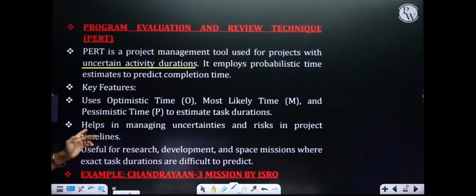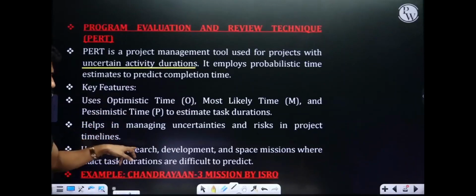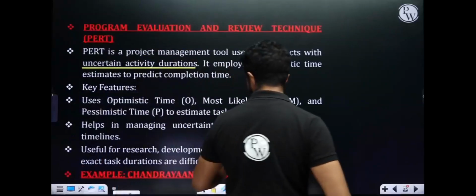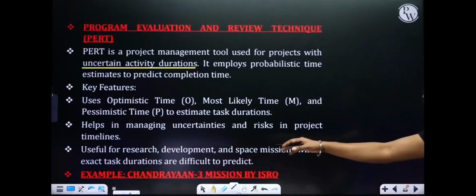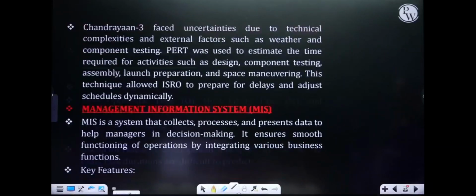Clear, people? It helps in managing uncertainties and risks in project timelines. Useful for research, development and space missions where exact task durations are difficult to predict. Example, Chandrayaan 3 mission by ISRO. Chandrayaan 3 faced uncertainties due to technical complexities and external factors such as weather and component testing.